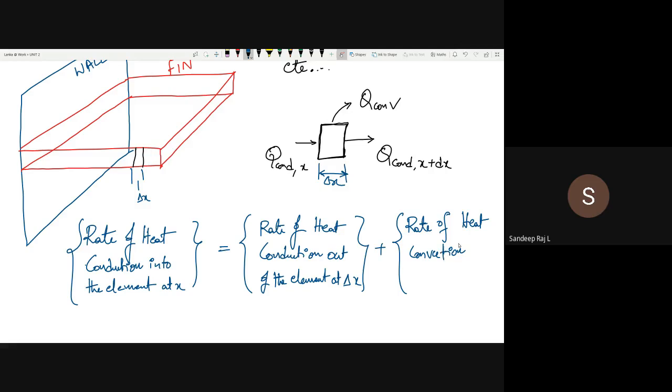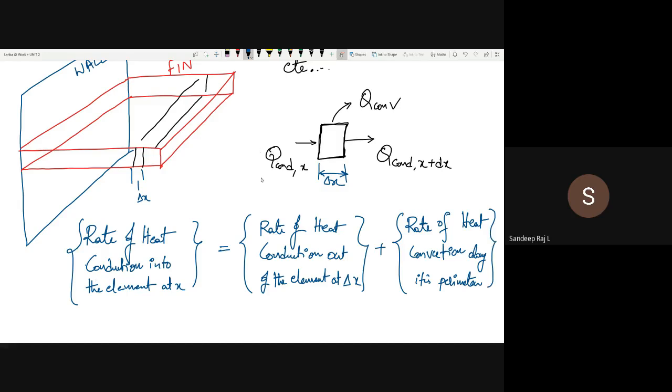See how this convection is happening? This convection will happen throughout. It will happen on this side, on this side, and at the bottom. That is, it is happening throughout the perimeter. The rate of heat convection along its perimeter has to be considered here.